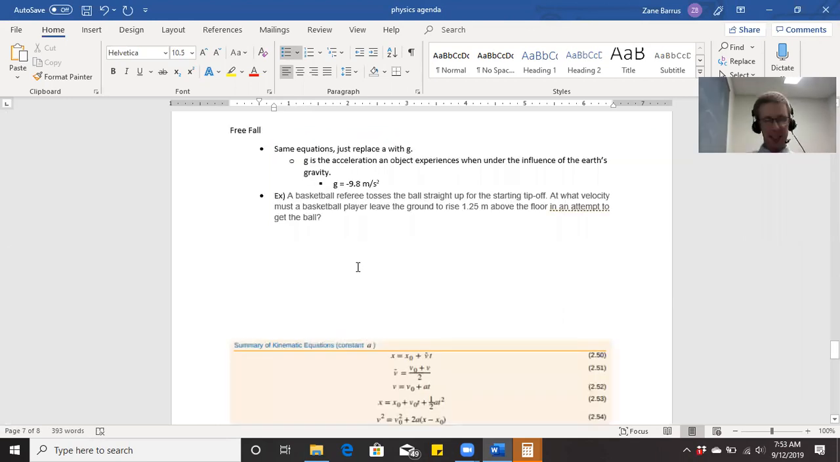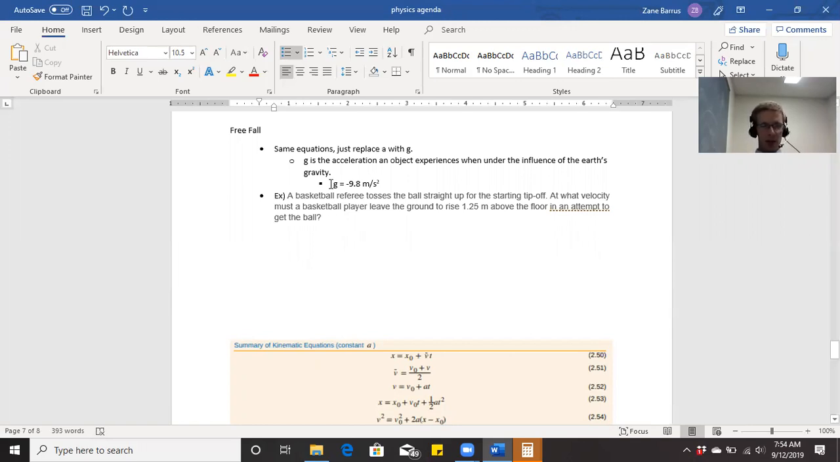Okay, next section is on free fall. The equations we just told you about on the previous page are good for any motion that has a constant acceleration. Turns out that falling objects also experience a constant acceleration. So on the Earth, if you were to drop an object from a skyscraper, let's say, that object would experience an acceleration due to the gravitational force on that object.